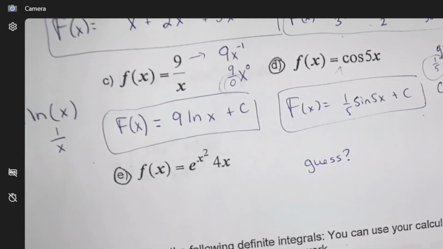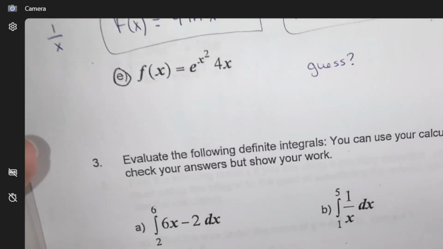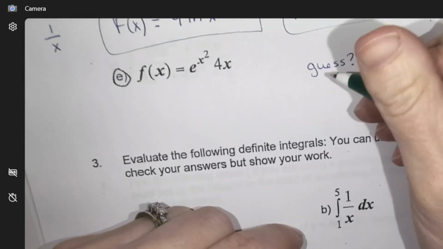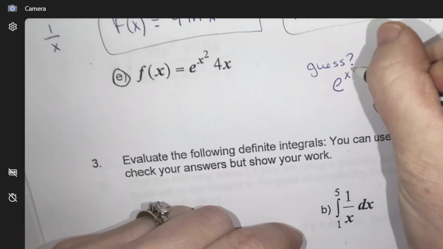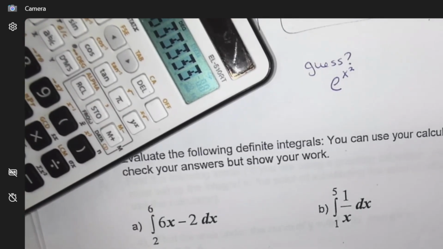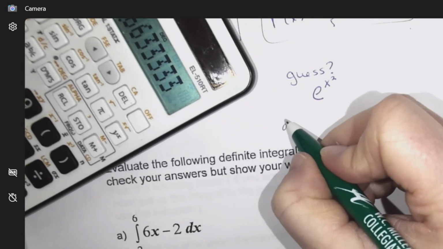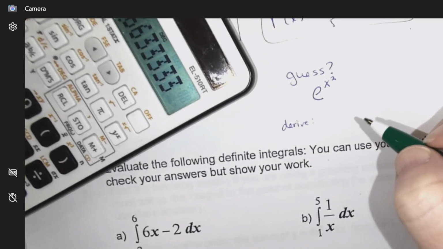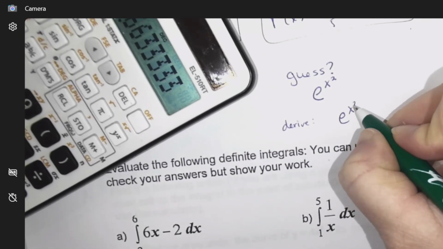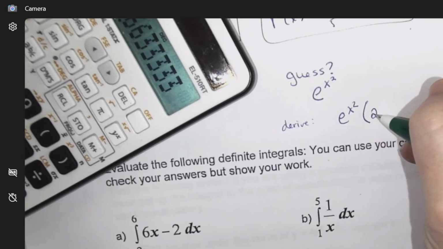Okay. Next one, what do you think you started with? What's the idea that you started with? What would you have to derive it to look like that? X, or e to the x squared, right? Okay, so this is my basic where I started. Okay, so derive that, and you get e to the x squared, repeat, and attach a 2x.